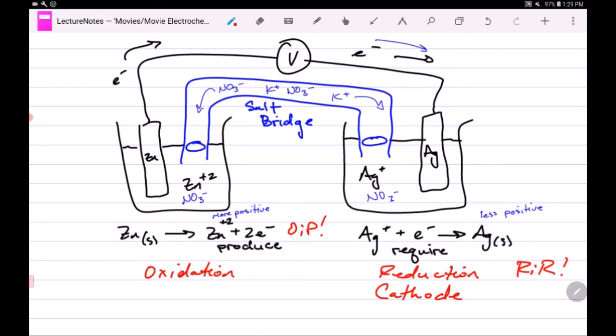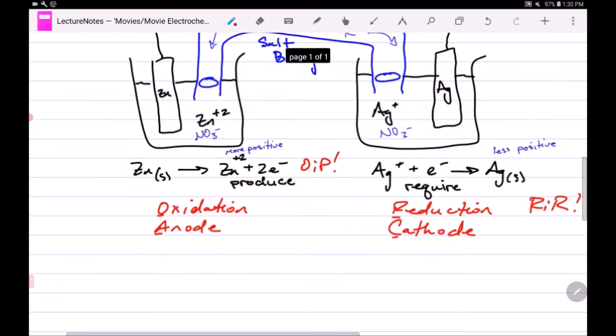Where the reduction reaction is happening, that's the cathode. Where the oxidation reaction is happening, that's the anode. And since these things both start with vowels, it's easy to remember anode and oxidation. And since these things both start with consonants, it's easy to remember reduction and cathode. Or you could do "an ox" and "a red cat." That's another way that you could remember them. Anode is oxidation, reduction happens at the cathode.